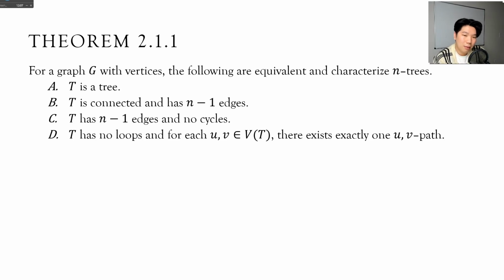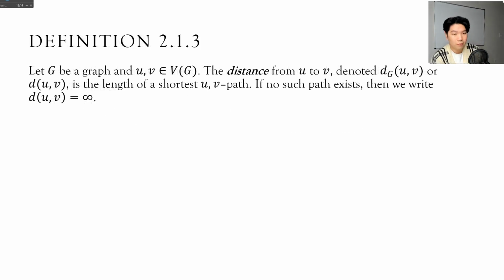All right, so those were some characterizations of the tree. Let's talk about some more parameters of the tree. For my next definition, if I have a graph and 2 vertices, u and v, the distance from u to v, here I use a notation d sub G of u comma v, or just d of u comma v, is the length of a shortest uv path. In other words, the distance between u and v is the lowest number of edges it takes to get from u all the way over to v. If no such path exists, then I can say that their distance is equal to infinity. So here we have the distance between 2 vertices.